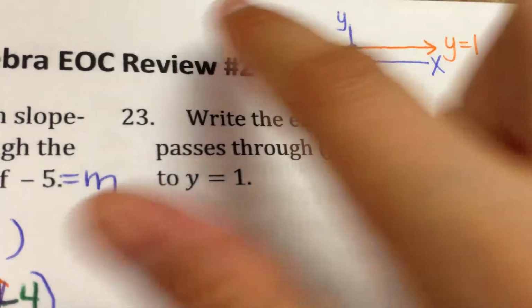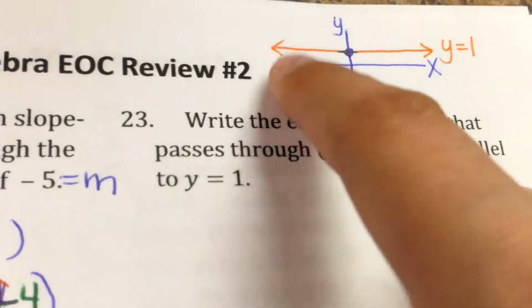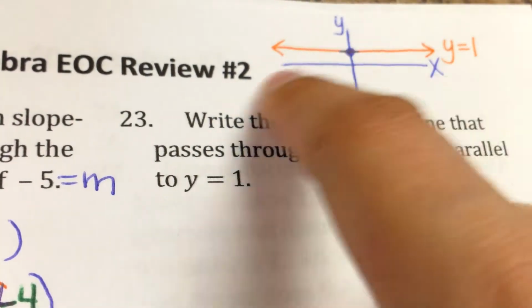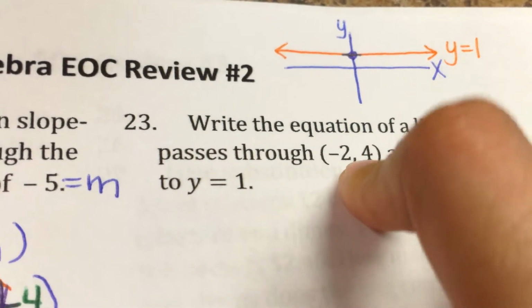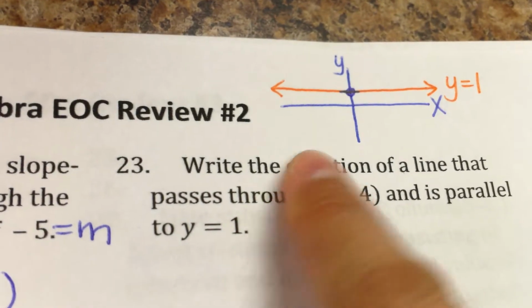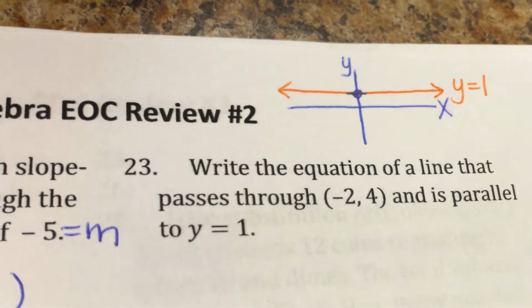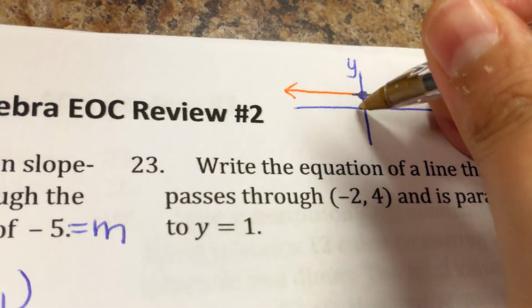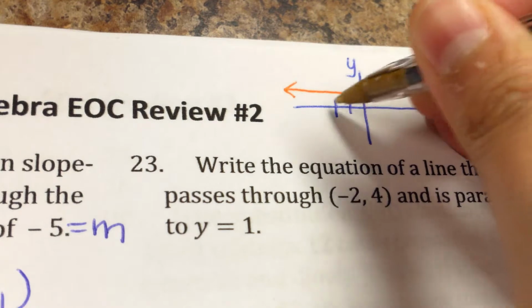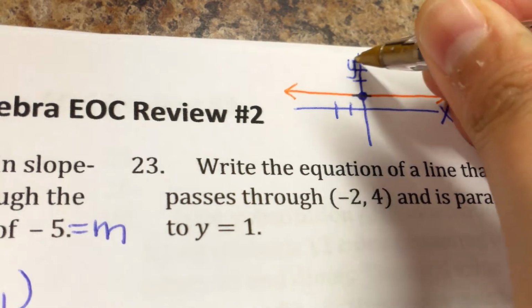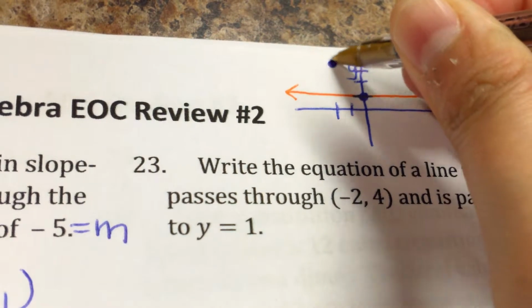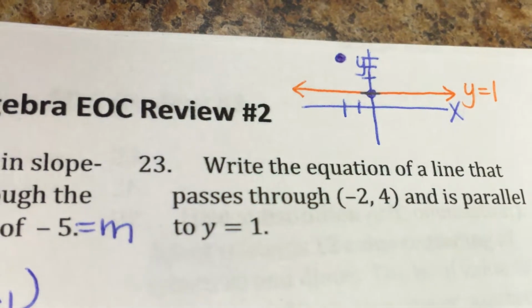So if it's going to be parallel, it's also going to have zero slope, because this is a zero slope because it forms the letter Z. So we want to go through that point. So negative 2, 4, let's kind of figure out where negative 2, 4 is. Negative 2, somewhere there, and positive 4. Okay, right there. Negative 2, 4.